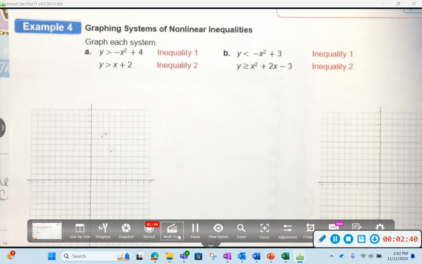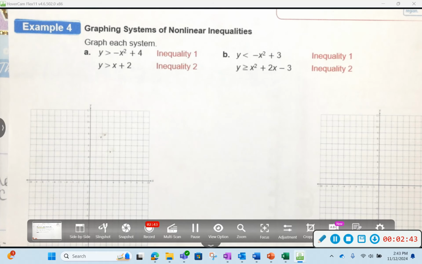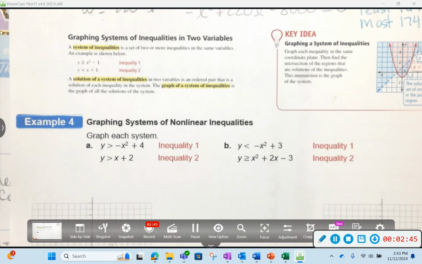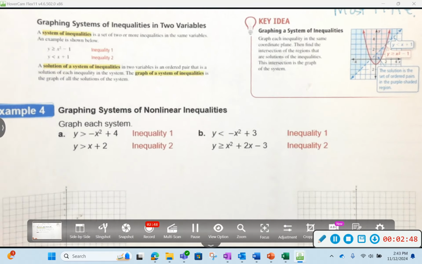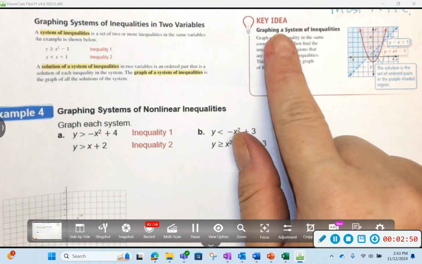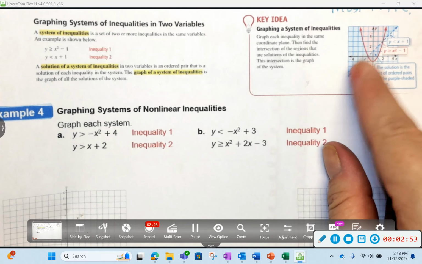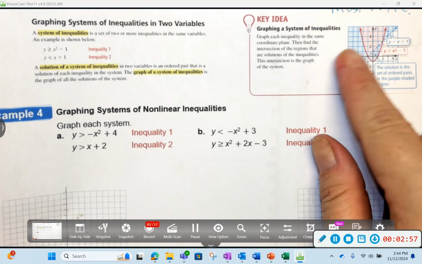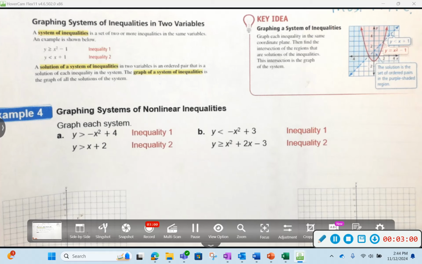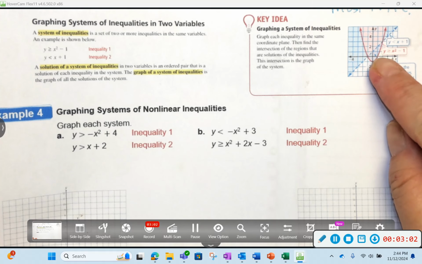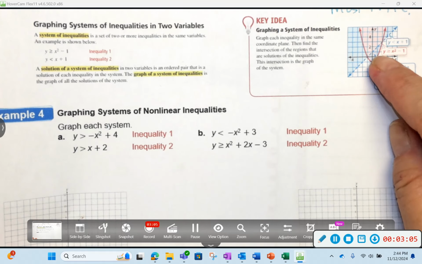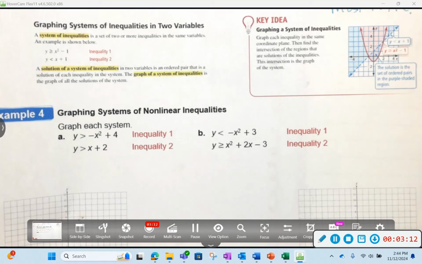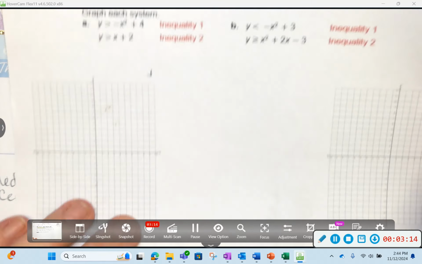All right, so example 4. We are now graphing systems of inequalities. So before we did just one of these, right? So now we're going to do both. Remember, we're still going to shade, but the solution would be where the shading overlaps. So you really do need two different color pencils, or when you overlap your shading, just make that section a lot darker than the other two. Okay, so let's get started.